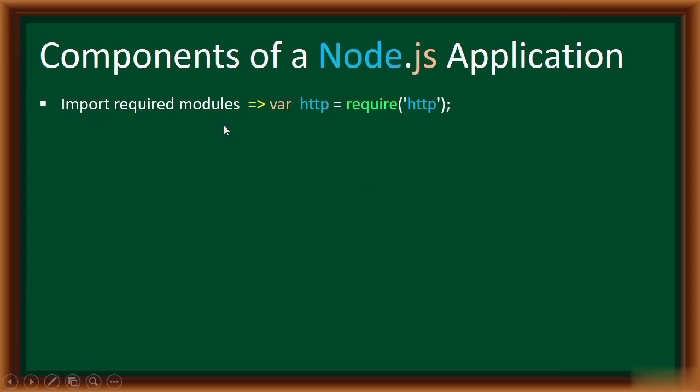So this import required module step uses the require directive to load the Node.js module. I've given an example here. For example, we created a variable called http and we set it equal to require. This directive here is what is used to load the module.